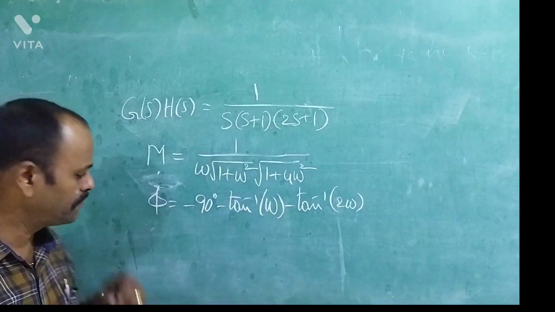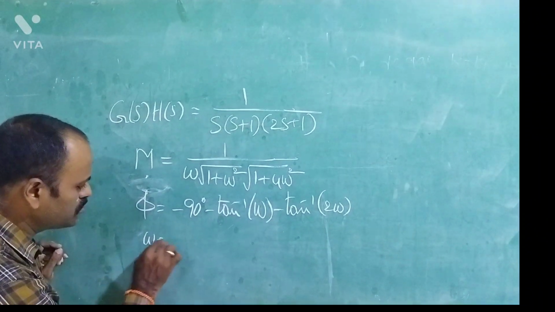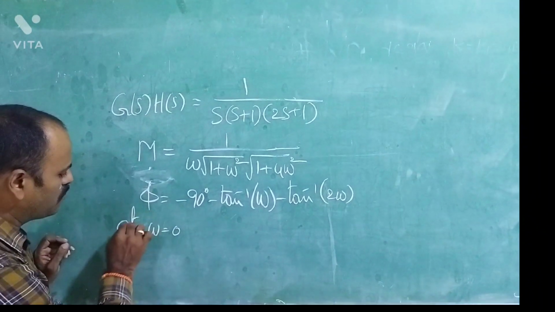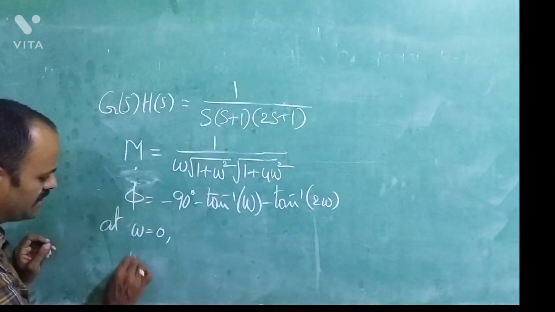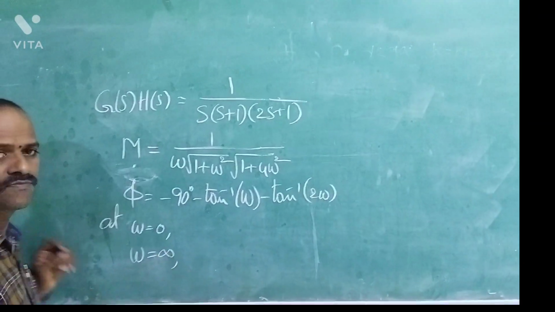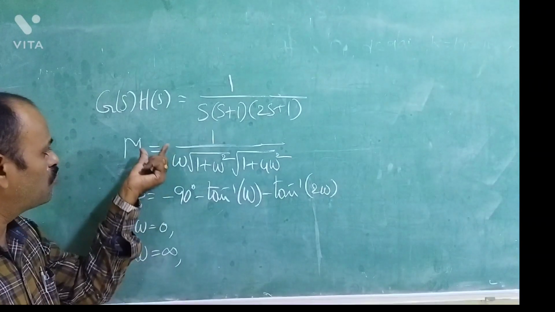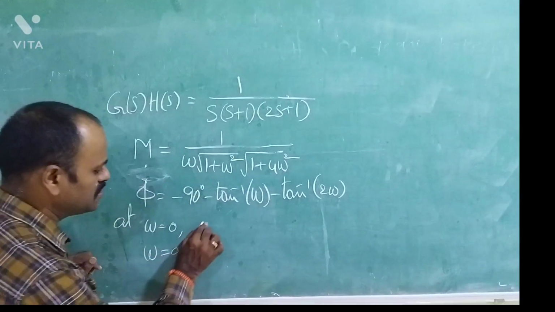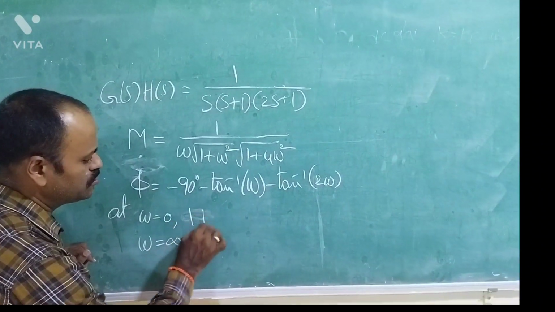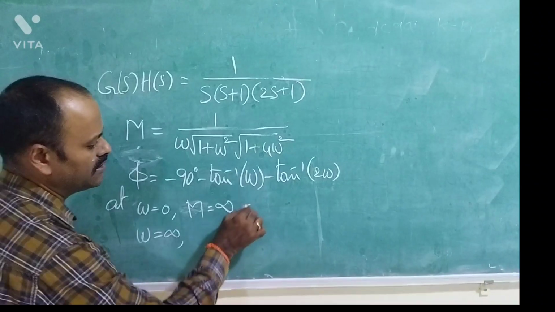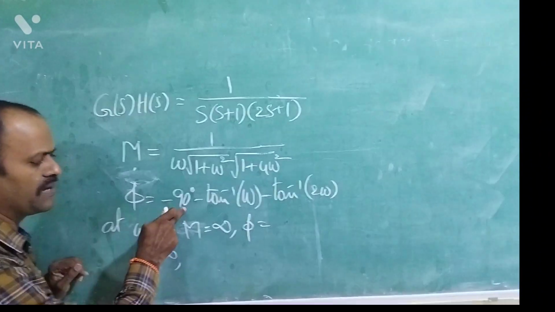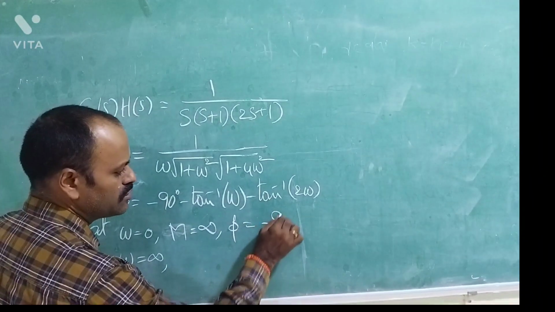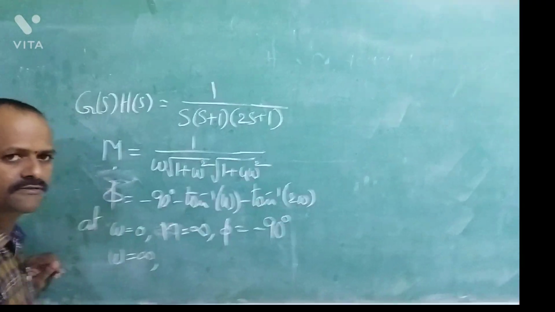This is the phase equation. Now, let us substitute omega equal to 0 first and then omega equal to infinite. At omega equal to 0, what is the magnitude? 1 by 0, that becomes infinite. So magnitude is equal to infinite and phase is minus 90 minus tan inverse 0, which is 0. So that becomes minus 90 degrees.